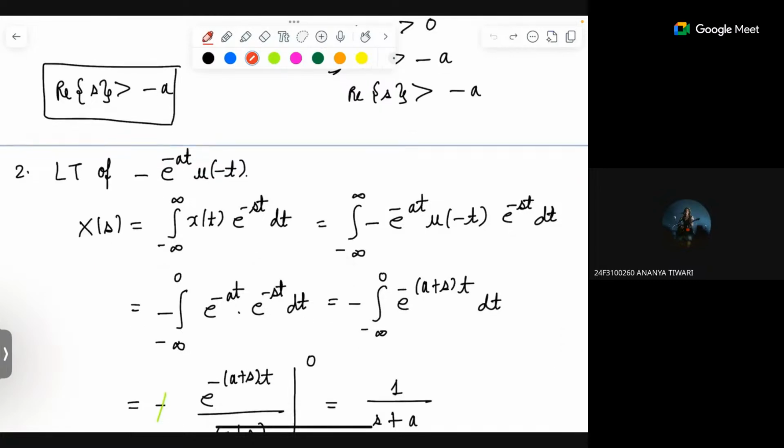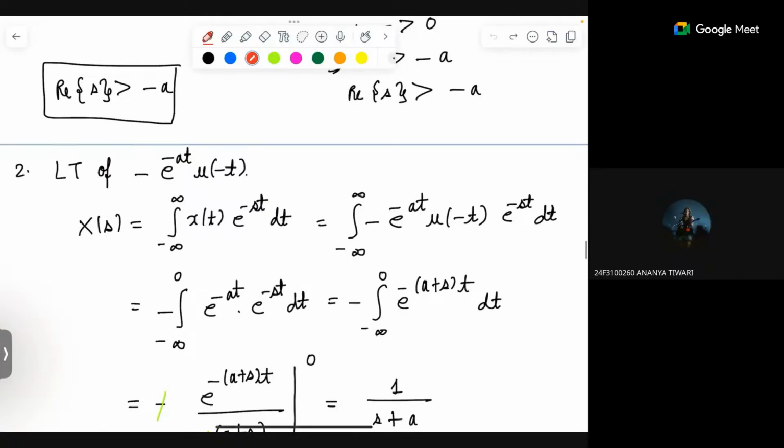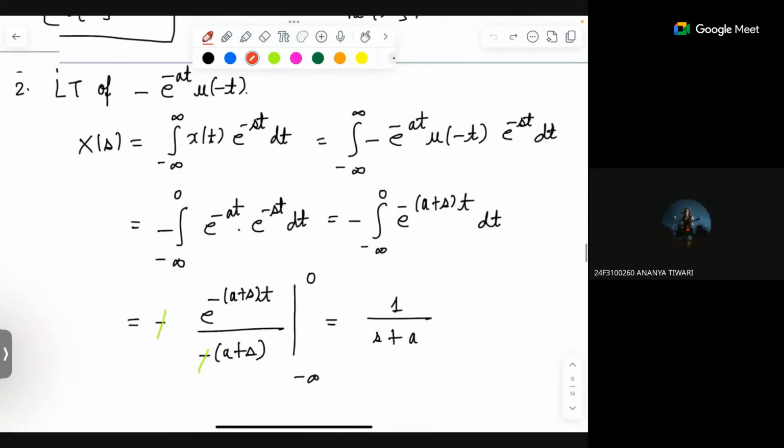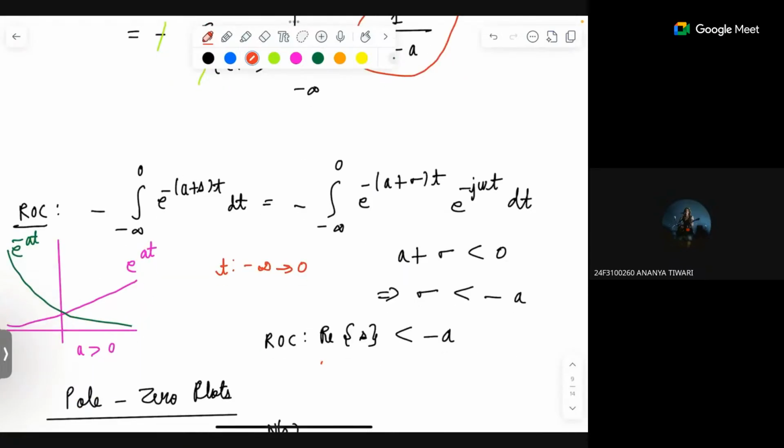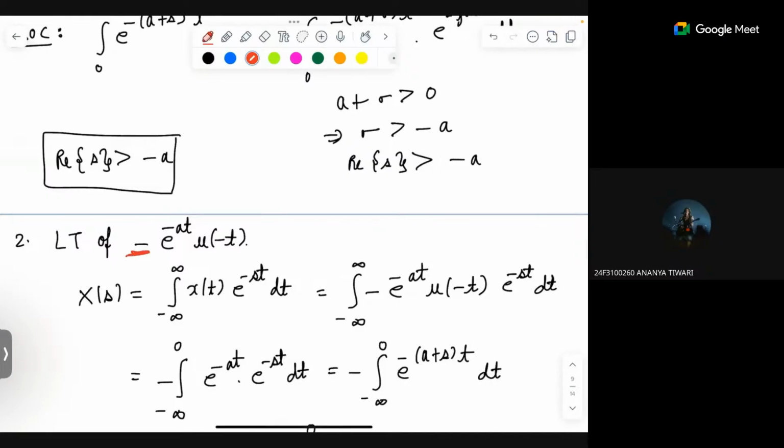Now let us see the second one. So here we were computing the Laplace transform of minus e raised to the power of minus at u of minus t. For this, I got 1 upon s plus a, and this was the ROC. So here there was this minus sign already there. That is why it is coming. If it is not there in x of t, then it will go to the Laplace transform.